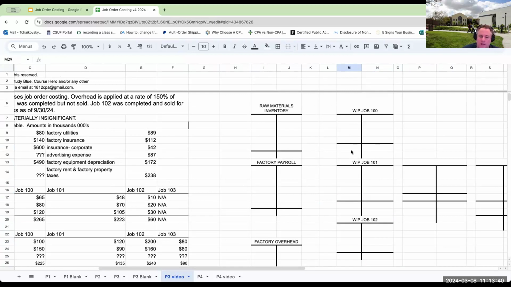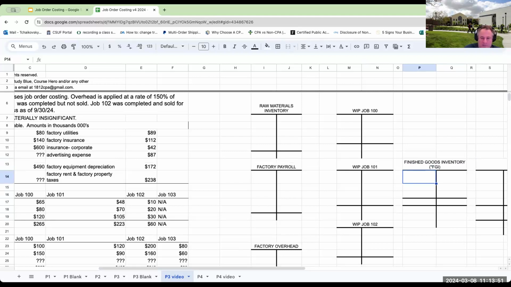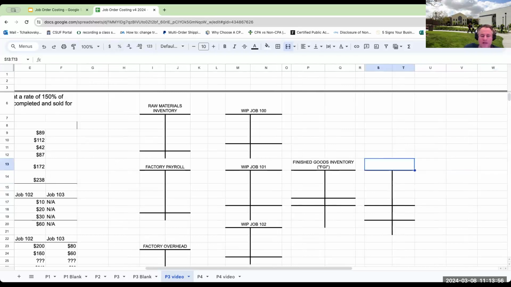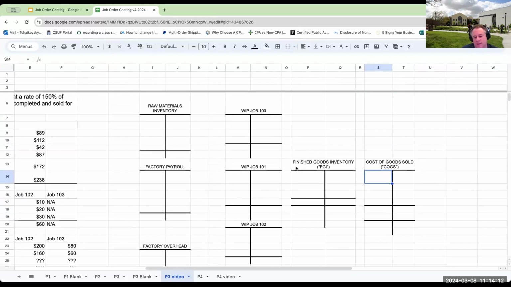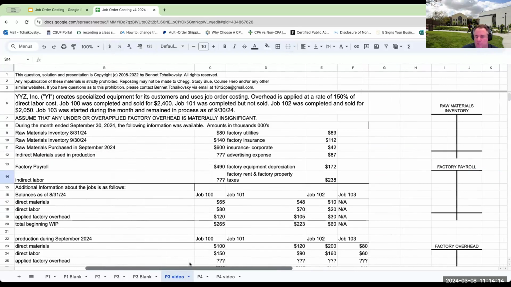The rest of this looks the same as what we were going through before. We're going to have our finished goods inventory, or FGI, right over here. And lastly, we're going to have our cost of goods sold, or COGS, right over here. So we've set up these different T accounts. This is an extremely important step in doing these problems, and that's how I would start it.